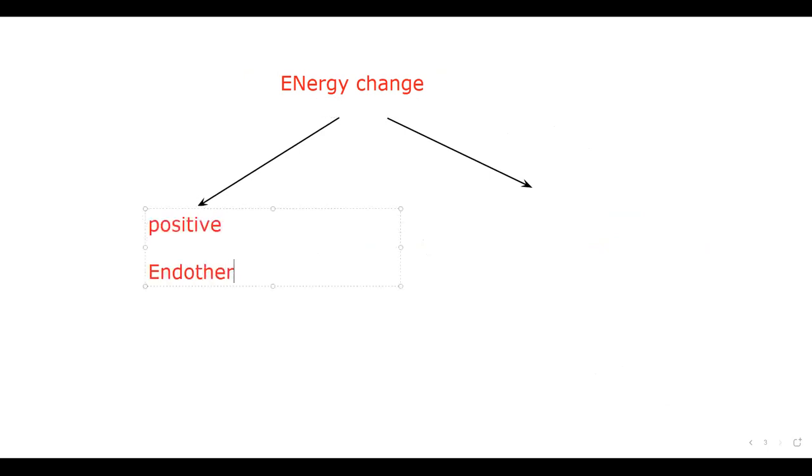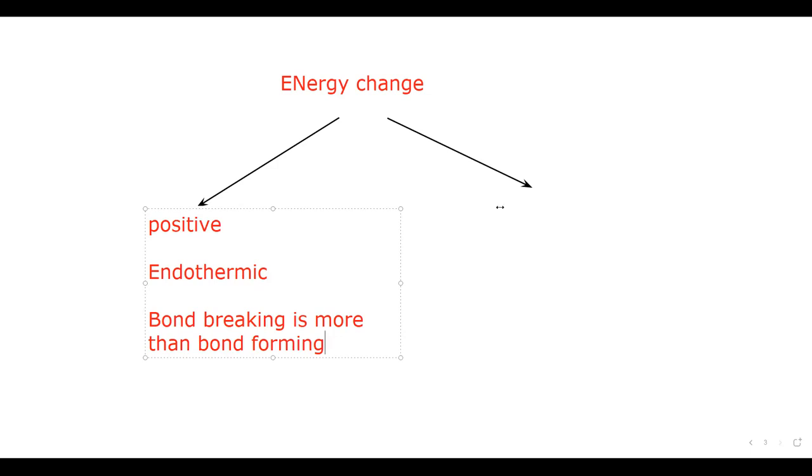This gives an idea that during a chemical reaction, we can calculate the energy change. If the energy change is positive, it means the reaction is endothermic, and in an endothermic reaction, the bond breaking energy is more than bond forming. And if it is negative, the reaction will be exothermic.